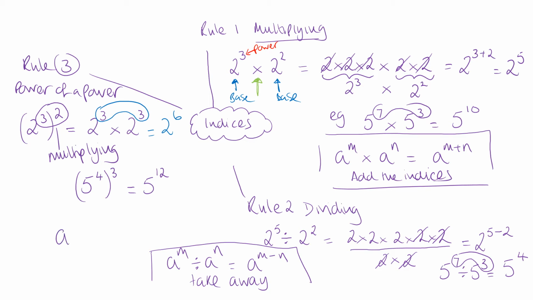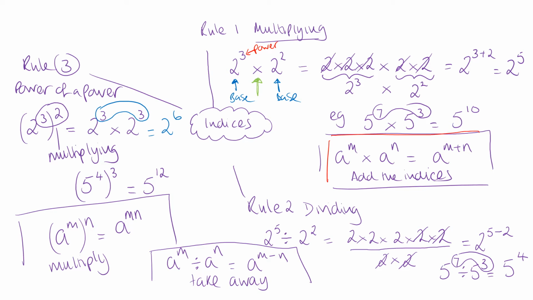So generally, if we've got a to the m and we raise it to another power n, you are just going to times those indices together, and that would be a to the mn. You multiply, so we multiply the indices. So they are the 3 rules that you would learn at Key Stage 3.